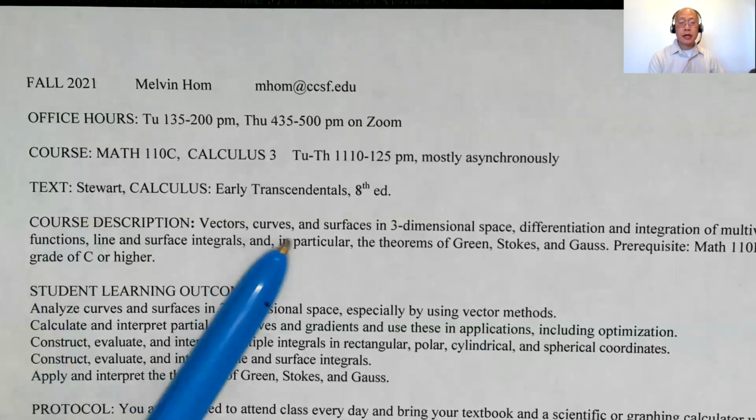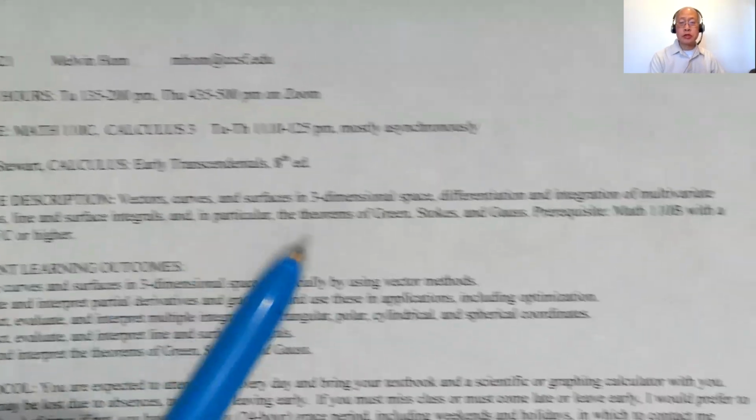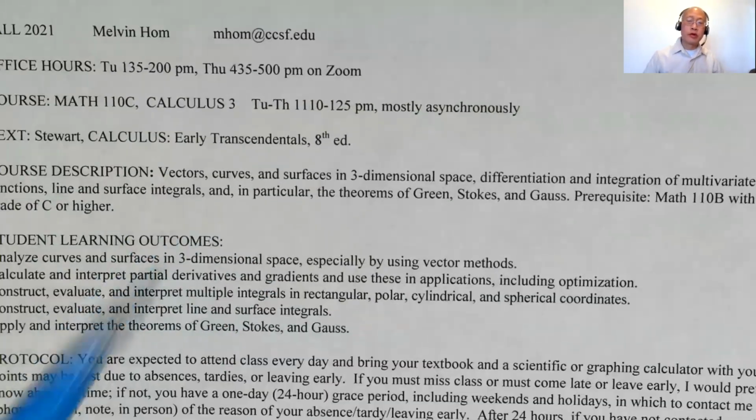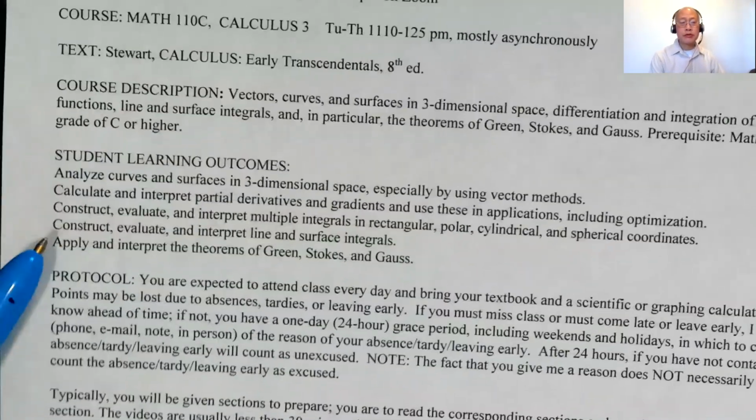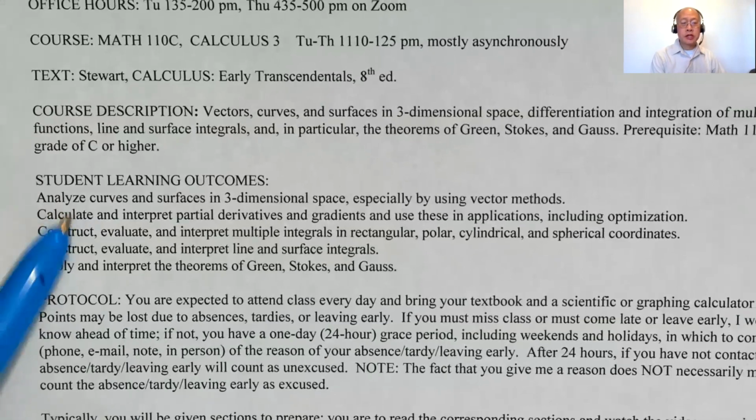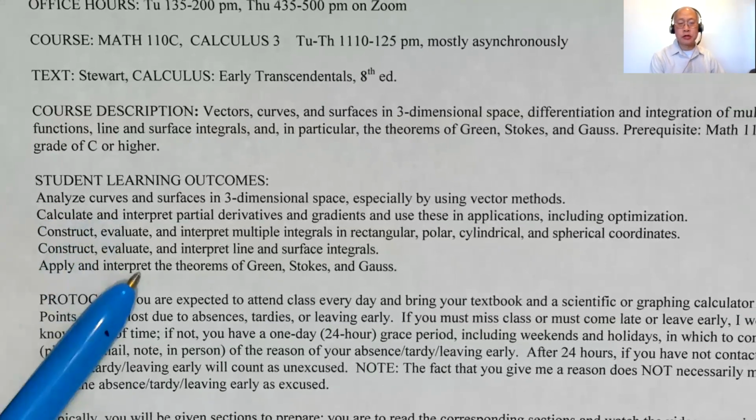All right, the text, you can read this on your own. Course description, this is legal, I've got to put it. What are we covering in the course? Here it is. Prerequisite is Calc 2, obviously. And student learning outcomes, this is something I'm supposed to put. You can look at it or not.